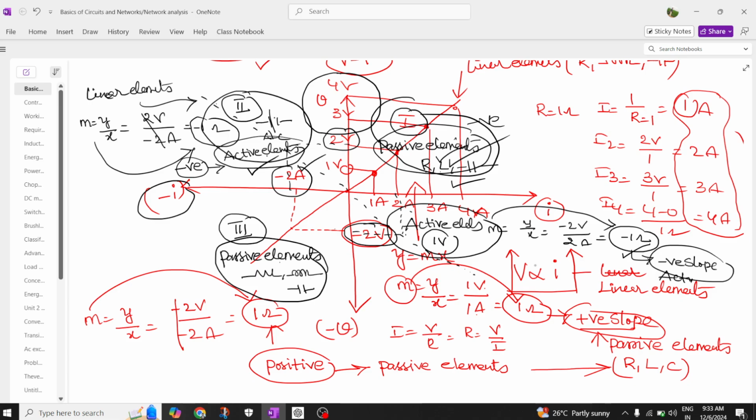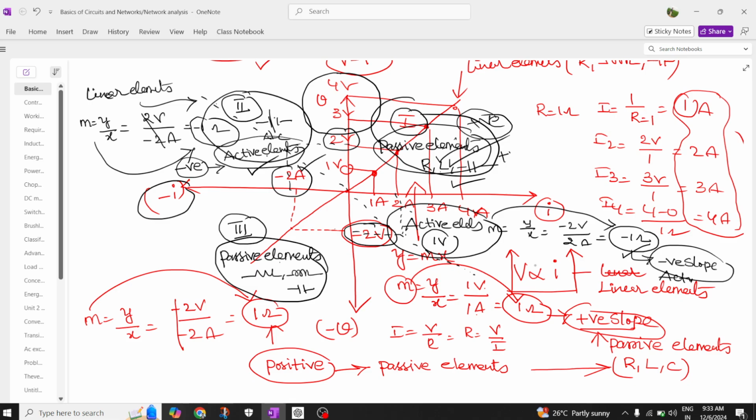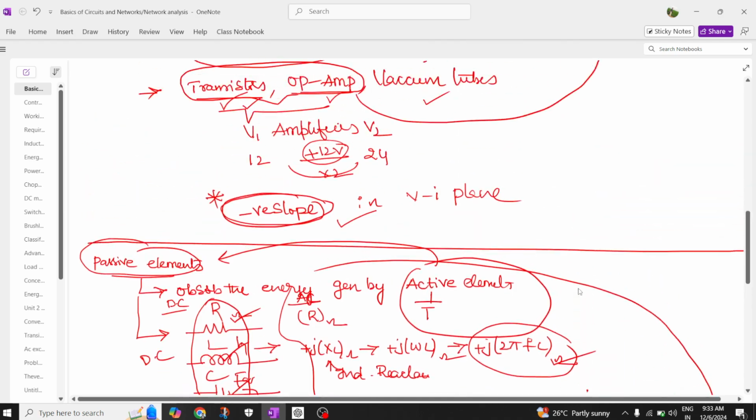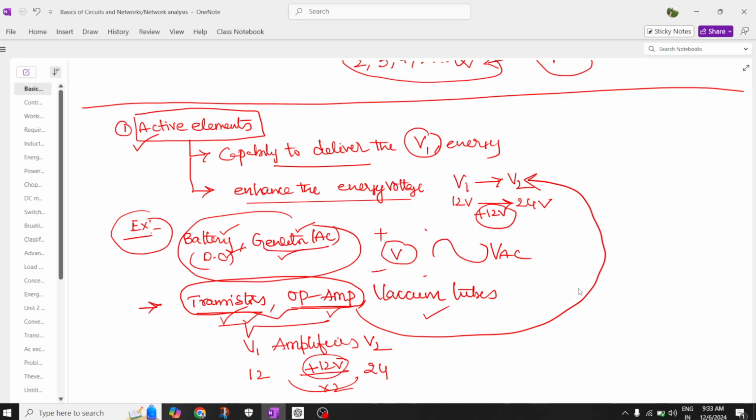So what kind of slope do we have here? Positive slope. Here what kind of slope are we going to have? Negative slope. So passive elements have positive slope, active elements have negative slope. This is all about active elements and passive elements and their quadrant operation. We will continue the next one with unilateral elements, bilateral elements, as well as different types of recurrent and non-recurrent networks.